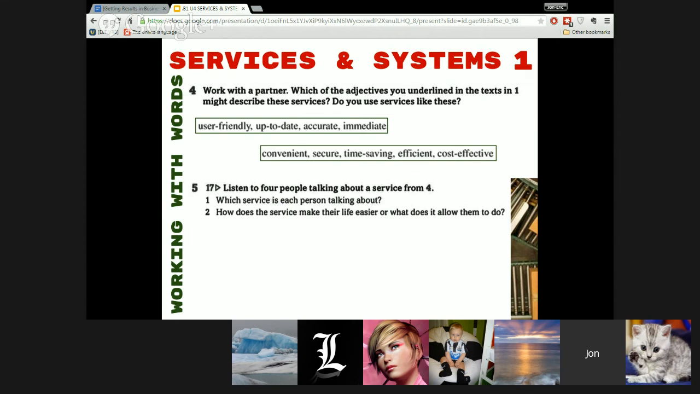Okay, from listening to it one time, what is person number 1 describing, and what does it allow him or her to do? Person number 1, no, person number 1 is describing the mail, the shipping service. Correct. Excellent. And what does it allow him or her to do? What's the benefit? To have the stuff delivered on time. Good.